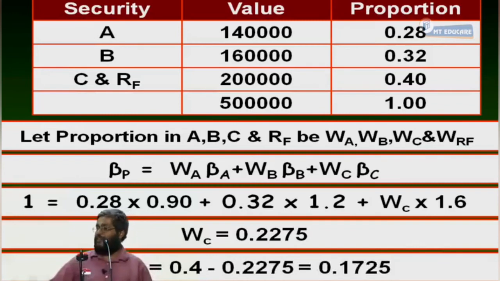0.2275 into 5 lakhs will be invested in what? C. What is in D? 0.1725 into 5 lakhs. Everybody, yes or no? No. Let's check our answer. Let's write check. Write down check.